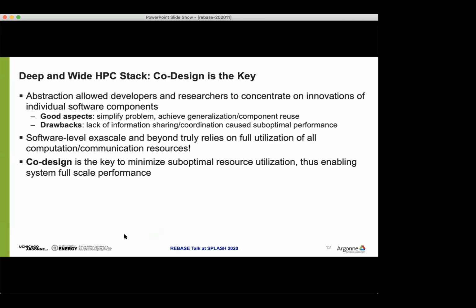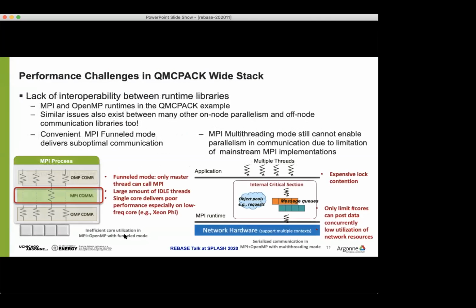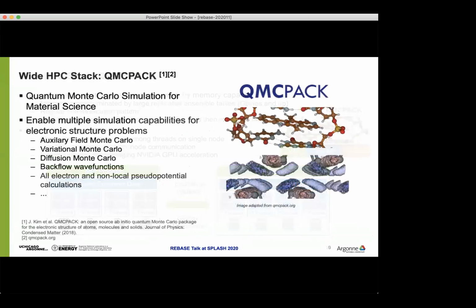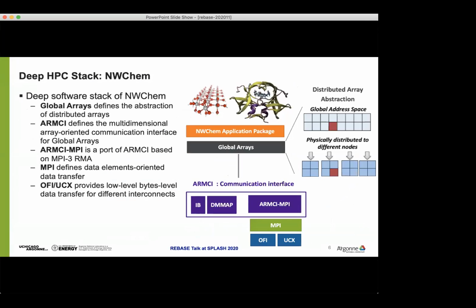You showed Global Arrays. Maybe we can have the slides back here. Yeah, they're designed as basically their own runtime system. There's an application package, and it's built on top of Global Arrays. Because of that, you get portability to different kinds of MPI implementations and different network capabilities.